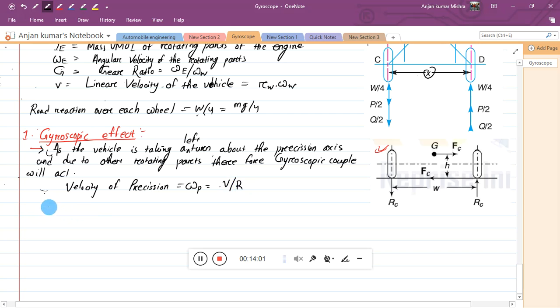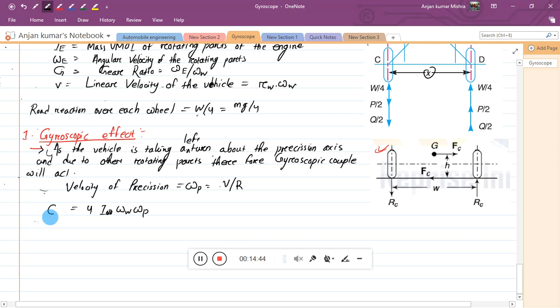So the gyroscopic couple, C, due to the 4 wheels, because all four wheels are taking the turn, will be equal to 4 multiplied by I W omega W omega P. This is not omega, I W is for the wheel, then omega W, then omega P. This is due to the rotation of the wheel. As we have taken the rotating parts of the engine into consideration, another gyroscopic couple that we have to derive is due to the rotating parts.